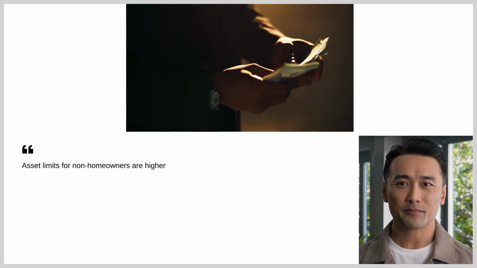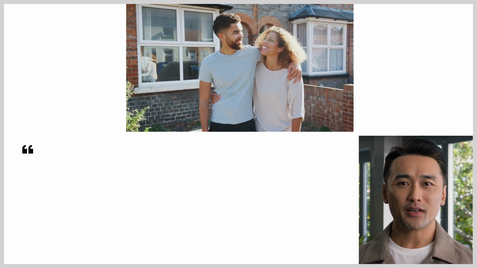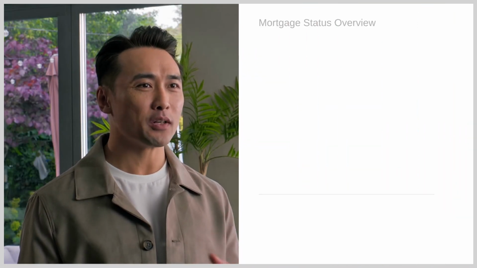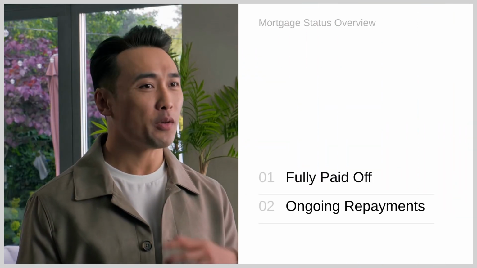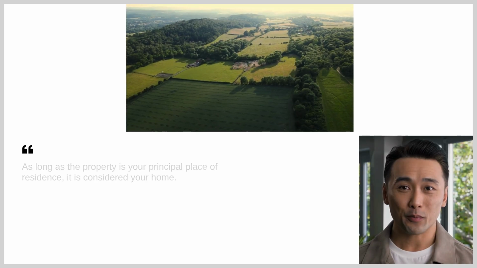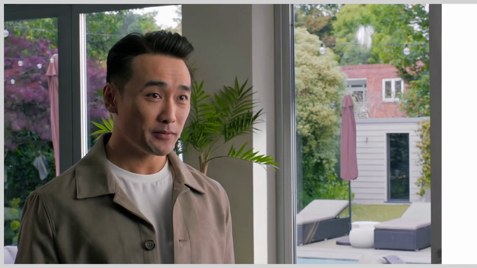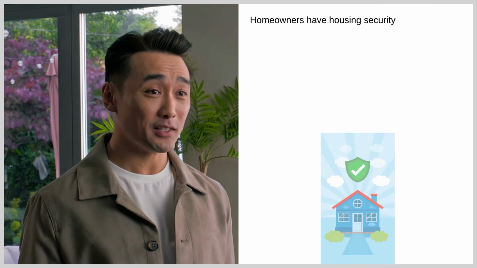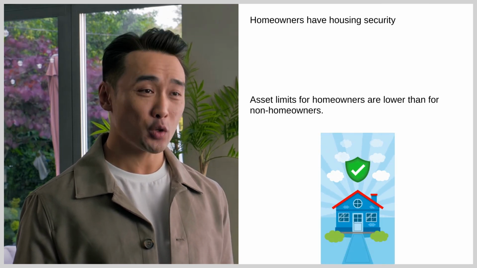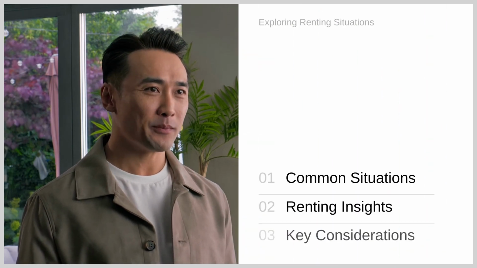So when you answer question 48, Centrelink uses that information to determine which set of asset limits should apply to your situation. Let's start with the most straightforward situation. If you own the home that you live in, Centrelink will generally treat you as a homeowner. It does not matter whether the mortgage has been fully paid off or whether you are still making repayments. As long as the property is your principal place of residence, it is normally considered your home. However, because homeowners already have housing security, the asset limits applied to homeowners are lower than the limits used for non-homeowners.